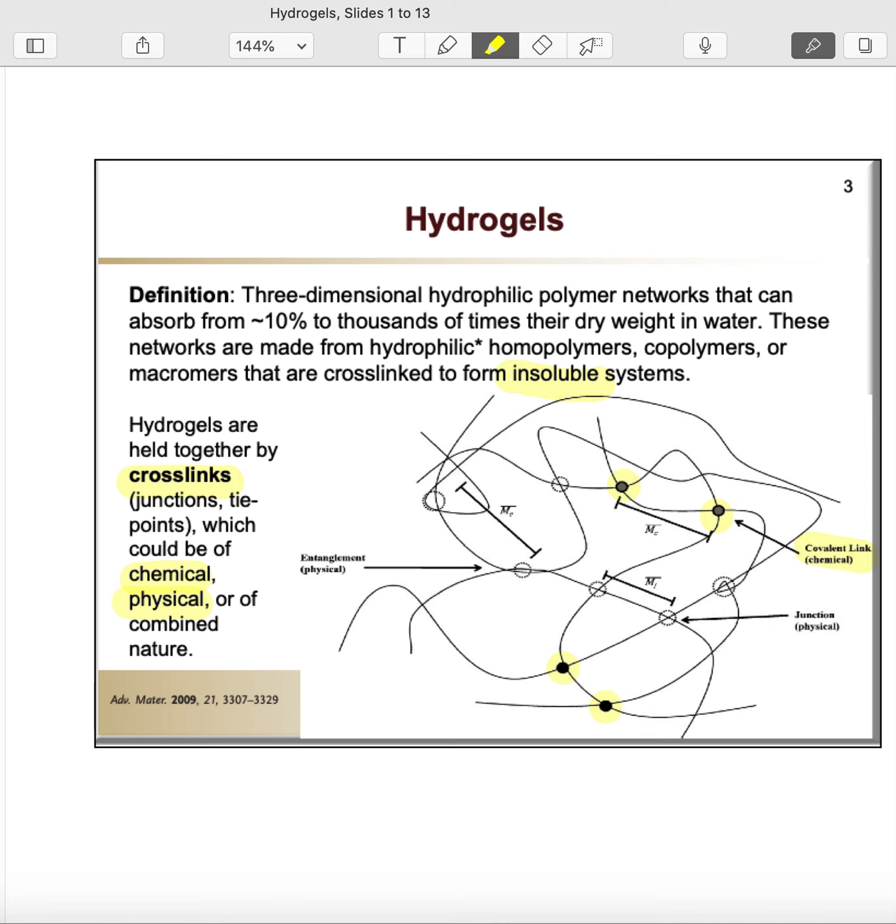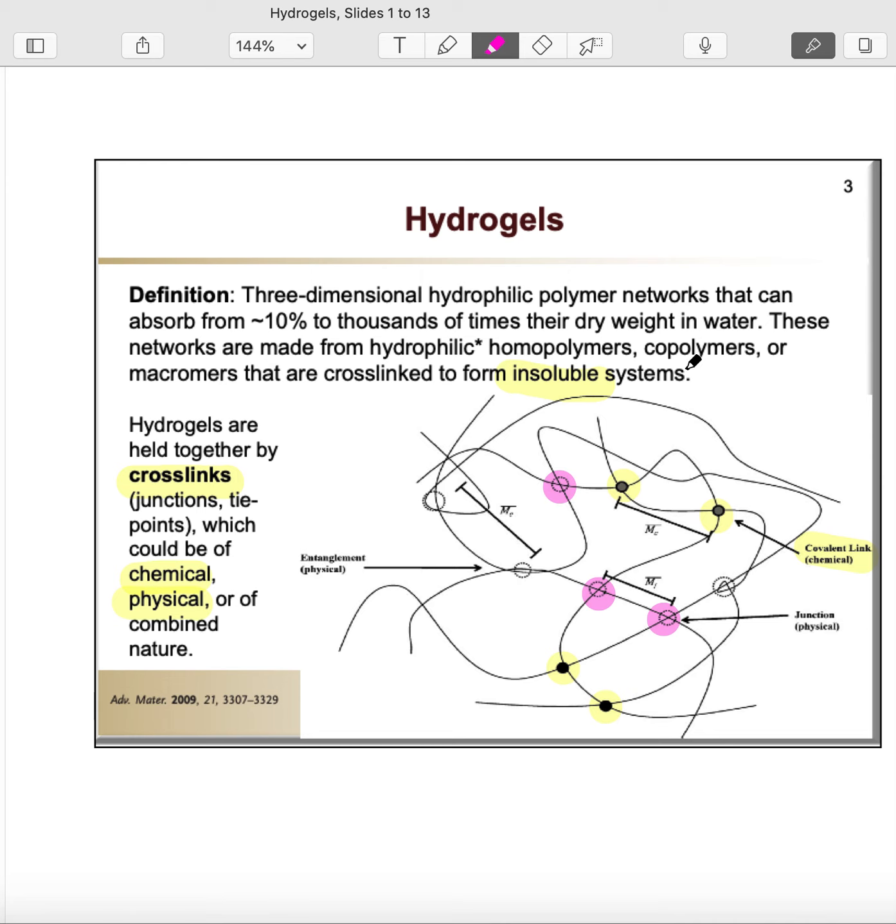You could also have crosslinks that are made from physical junctions, and in this particular case they are shown with these open circles, and those indicate just physical junctions, which could be either just entanglements, or they could be things like hydrogen bonding, ionic interactions, or electrostatic interactions, or other non-covalent interactions mainly.